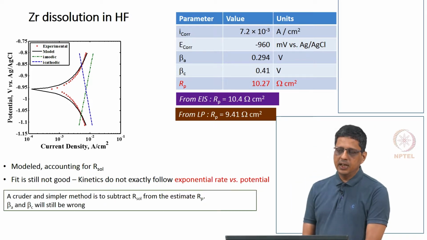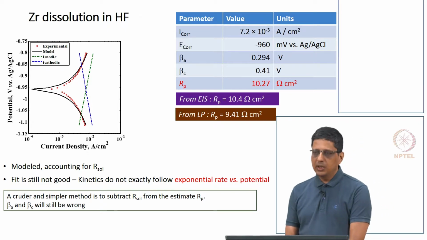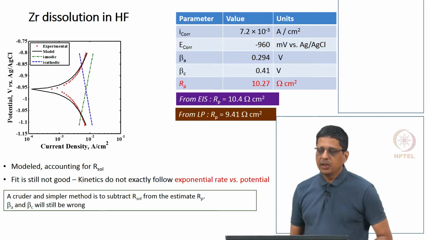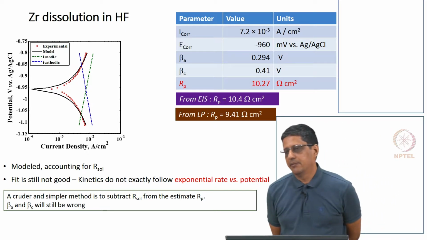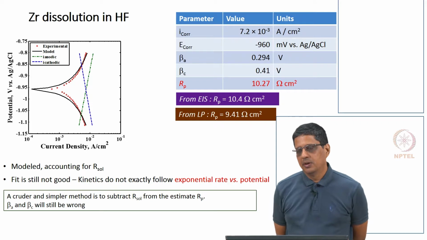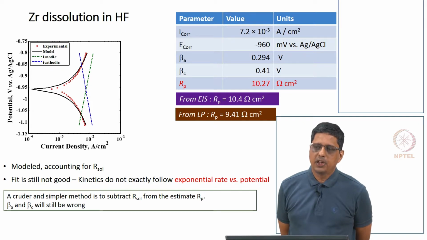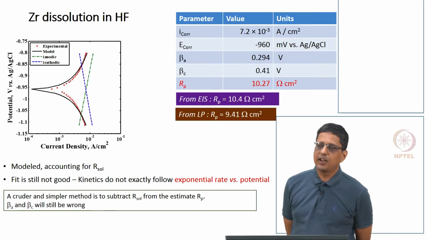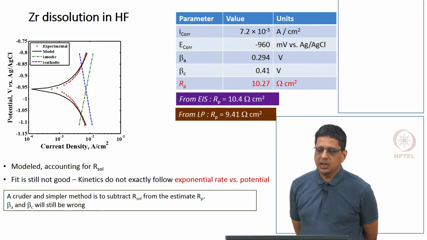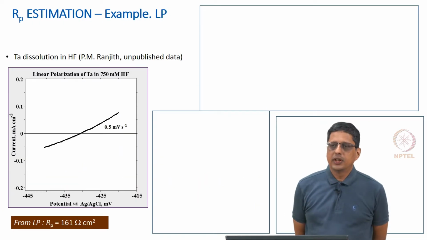You can always take the polarization resistance estimate and subtract the solution resistance. You will get a better estimate for Rp, but the values of beta A and beta C that you get from the previous case will not be correct. Okay. So, it is better to use the proper equation which accounts for solution resistance or potential drop across the solution, and calculate the value of beta A and beta C and I corr, and then calculate the value of polarization resistance. Next, I want to show you another example.